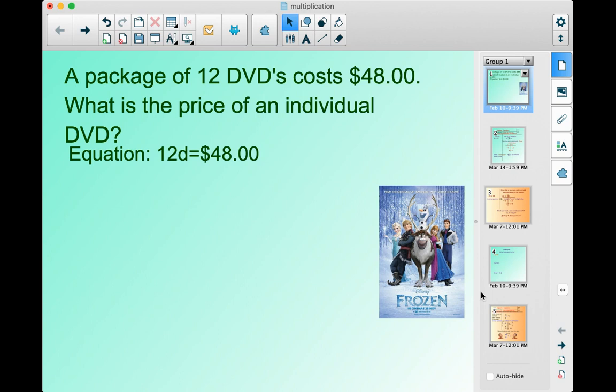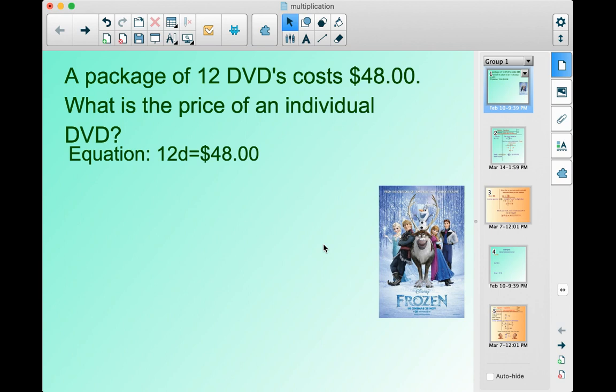Today, we're going to continue our discussion from yesterday on equation solving. And we're going to focus today on multiplication and division equations. Okay, same idea. We're just dealing with multiplication and division instead of addition and subtraction. So, here's a situation in which this might arise.